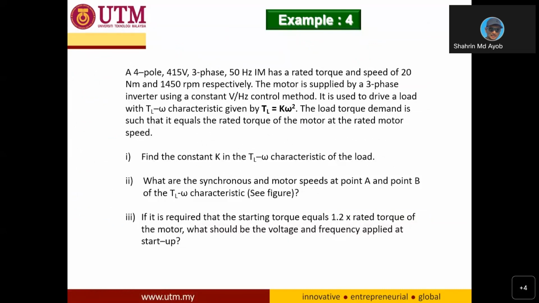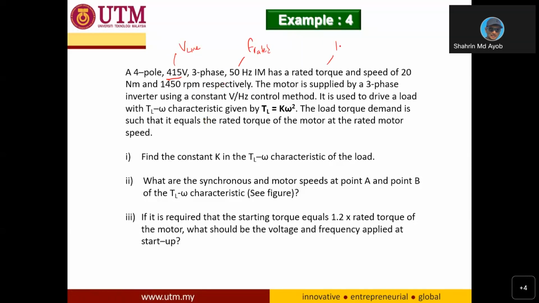Tak ada. Okay. So example 4, I think we can extend a little bit this class. Okay, 4 pole. So this one, if you are being given like this, so this is all rated values. So a 4 pole, 415 volt RMS. Usually if it's an AC motor, this one is V line, bukan V phase. It's always V line to line. And then this one is a 3-phase. So this one frequency rated.